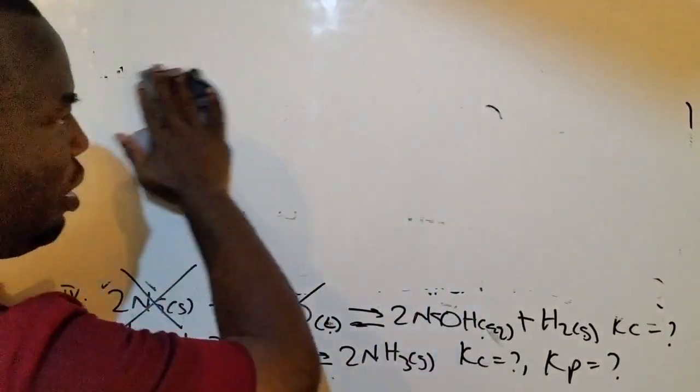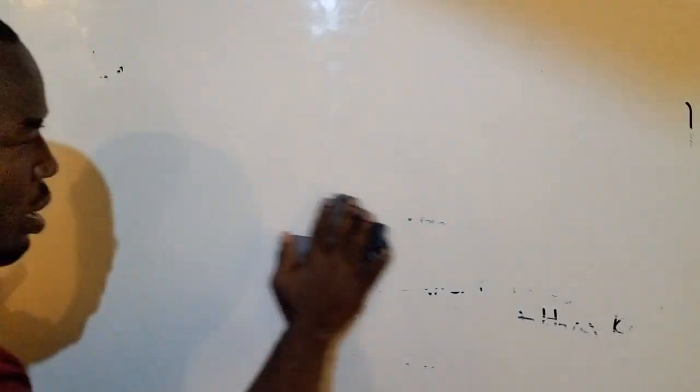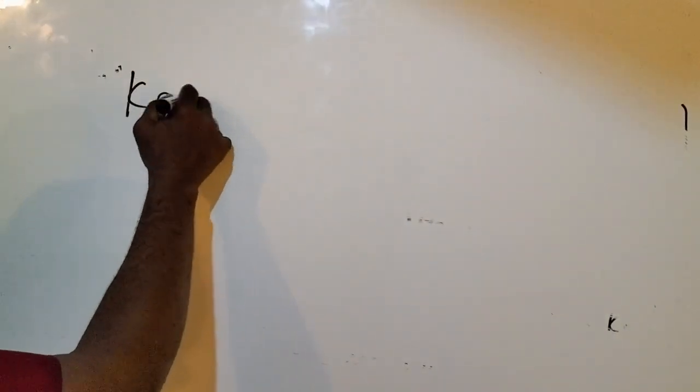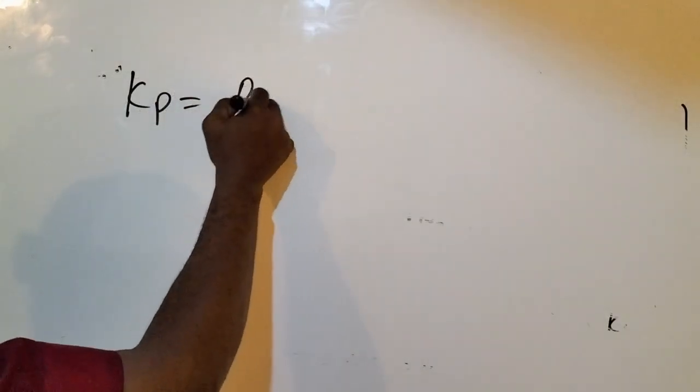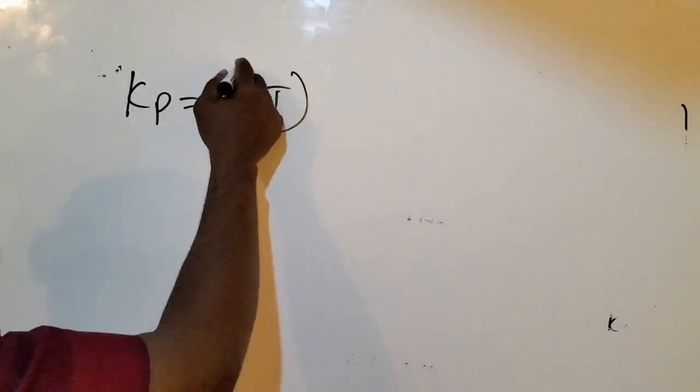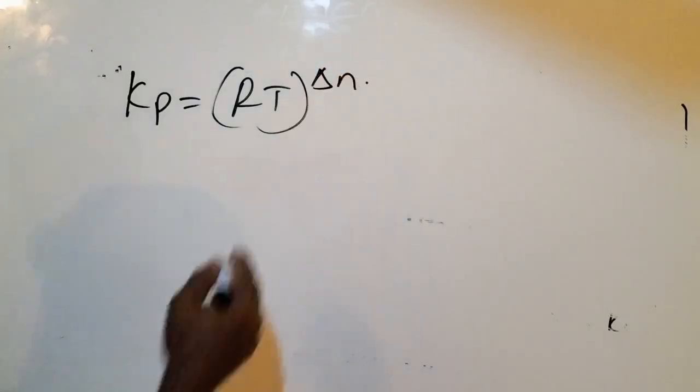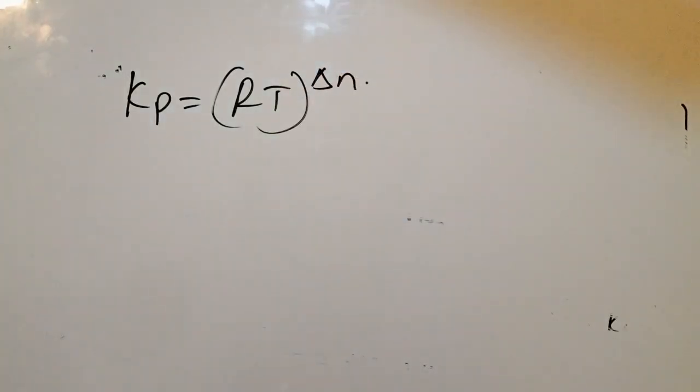Is there a relationship between Kc and Kp? Yes, they're related. We should know that the Kp begins by RT multiplied by, so that's the relationship between Kc and Kp.